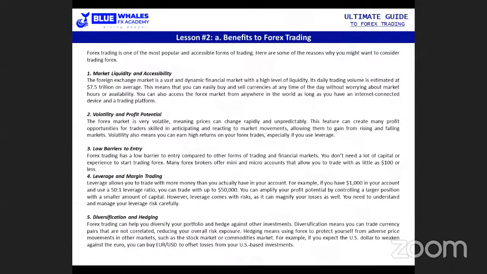All right. So this time we are going to talk about the benefits of trading Forex. Why do we even consider trading Forex in the first place?